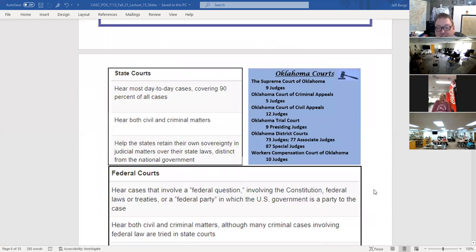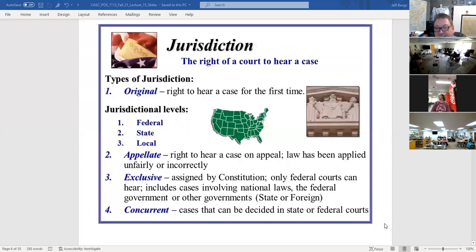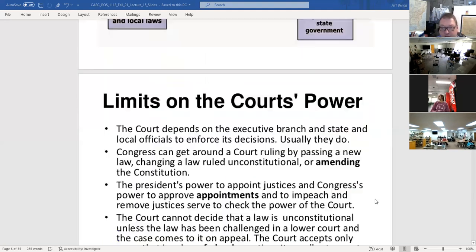All right, let's cover this last slide and we'll call it a day. What the different types of jurisdiction are. When we talk about jurisdiction, we're talking about the right of a court to hear a case. There is original jurisdiction, and that determines which courts have the right to hear a case for the first time.